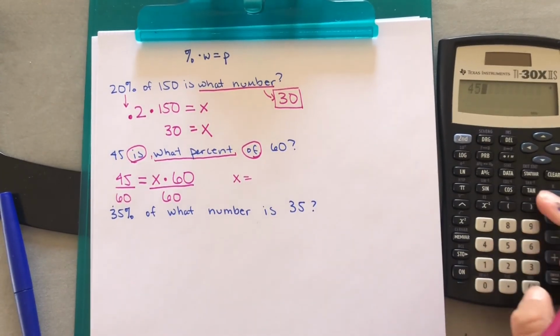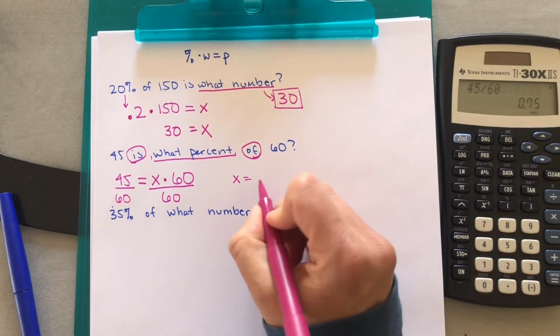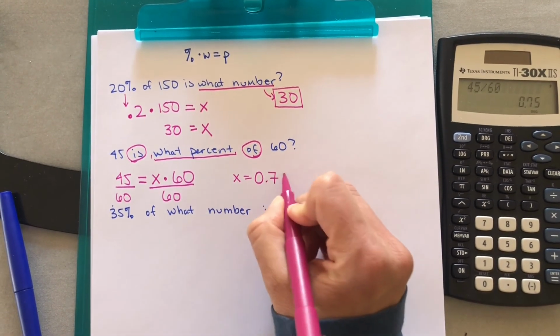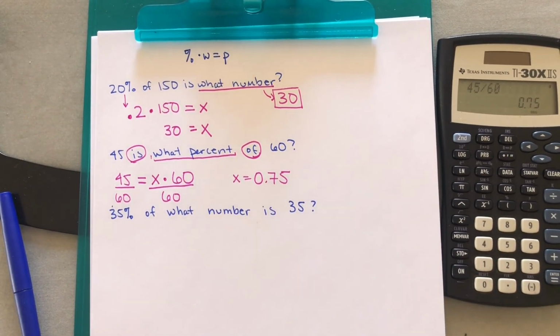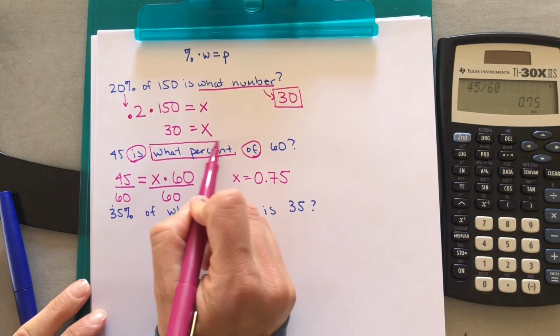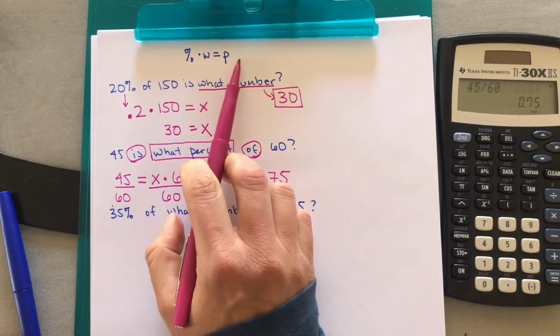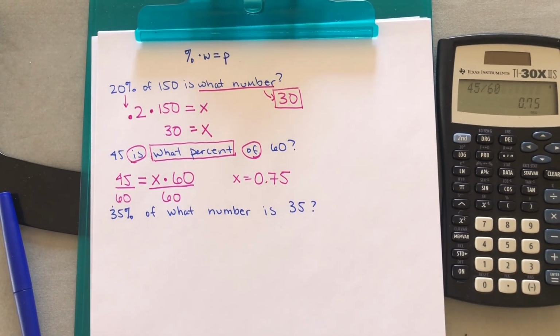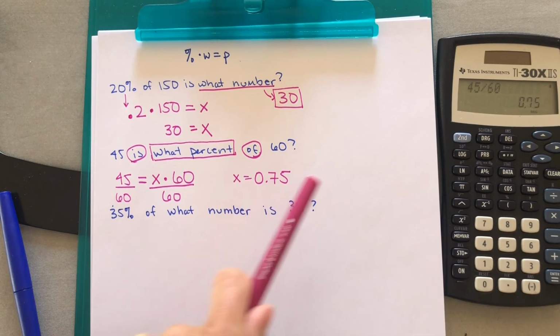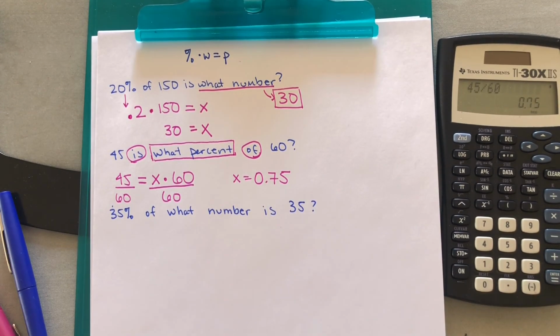When I do that, I get x equals 75 hundredths. And here's where we have to do one more step. If you're asked for the percent and you're using the equation, the final step is that you must take the decimal value and write it as a percent.